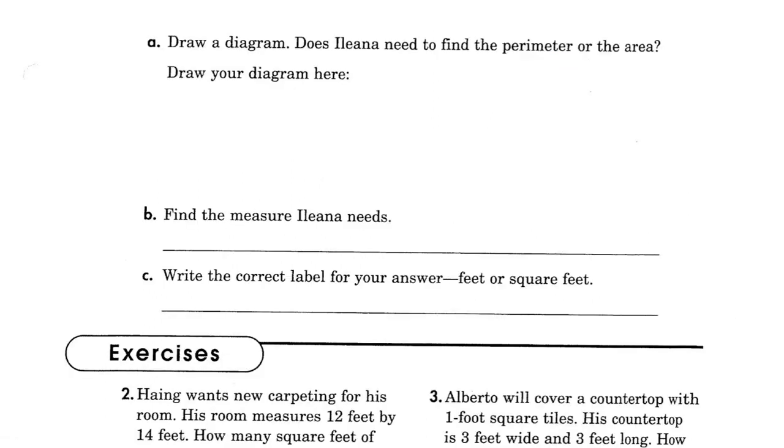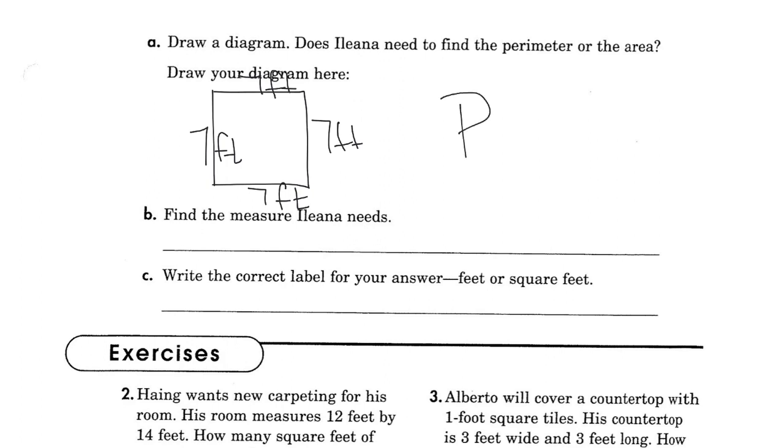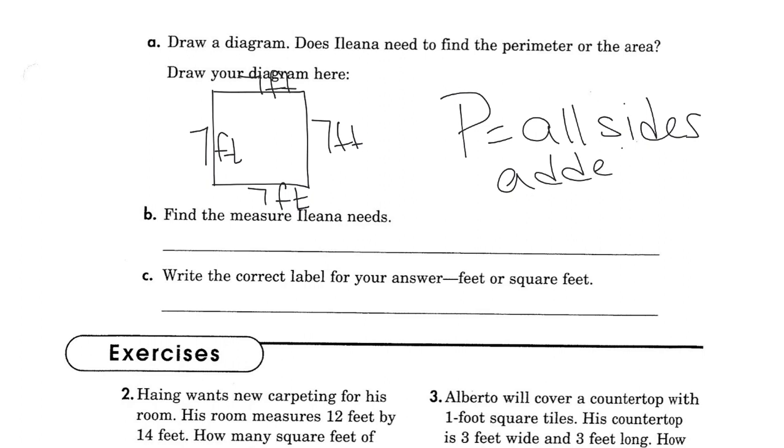Part A, which I already did, but we'll do it again, says draw a diagram. Does Eilina need to find the perimeter or the area? So here's my diagram. She said it was 7 feet on all sides. And I know my measure is feet. So if I want to find a frame, that would be perimeter, which means all sides added together.